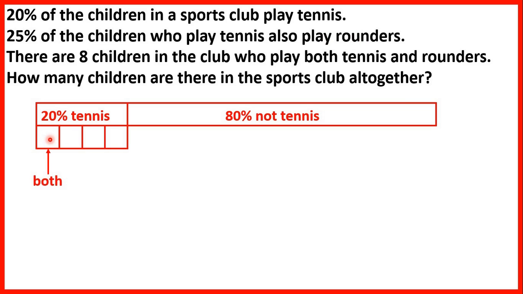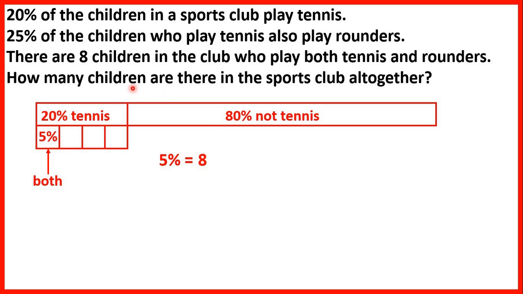So 1/4 of the children who play tennis also play rounders. So 1/4, or this bar here, shows the children who play both. Now that will be 5%, because 1/4 of 20 is 5. So that means 5% of children play both tennis and rounders.